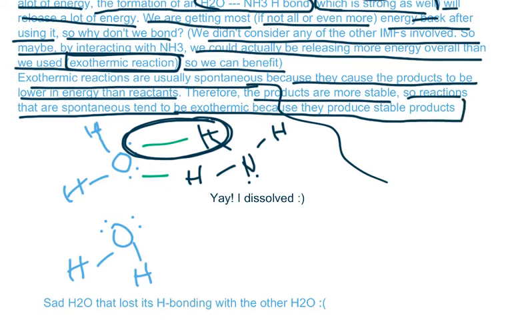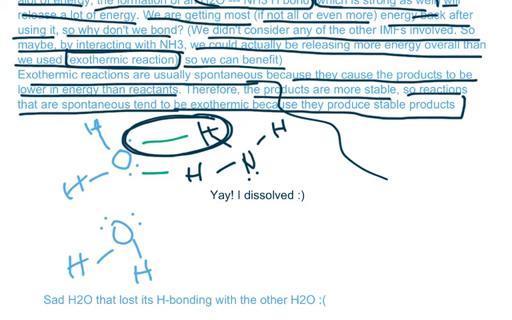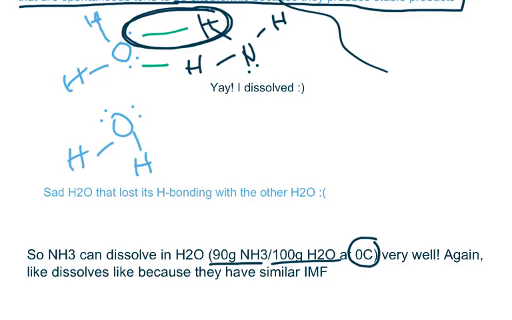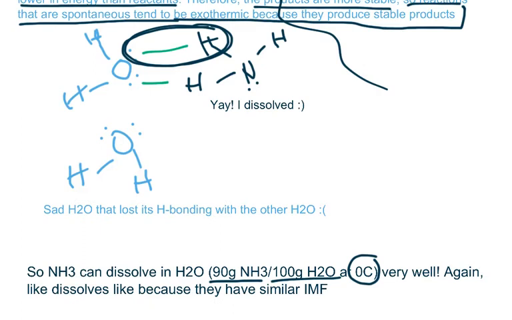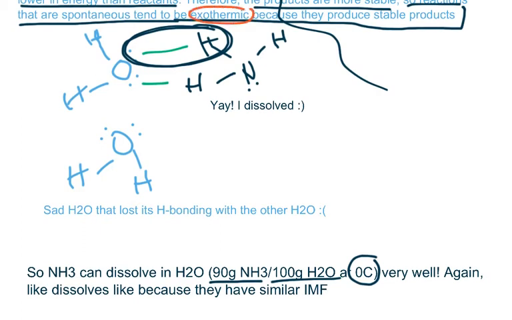Now, this doesn't mean that they're always spontaneous, because there's another factor called entropy that we will talk about, and entropy is another factor that we consider in spontaneity. So since the breaking and forming of intermolecular forces is favorable because it is in general exothermic, then NH3, ammonia, will be able to dissolve in water, H2O.